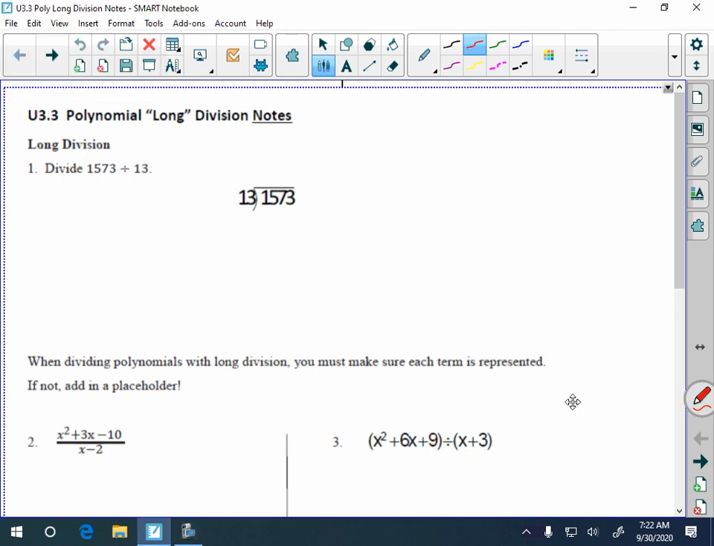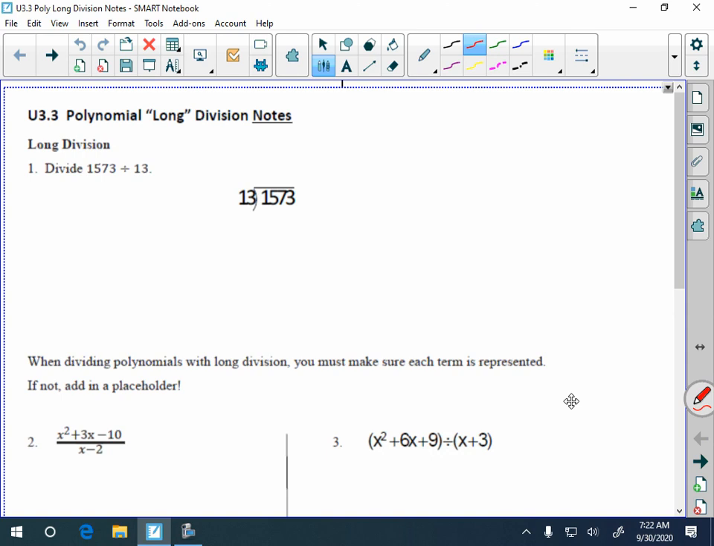All right, Algebra 2. Today we're going to be looking at dividing polynomials. We've done adding, subtracting, and multiplying, and so now we're going to look at dividing. There's two kinds of division techniques that we're going to be learning in Unit 3. The first one is long division, and the second one is called synthetic division.